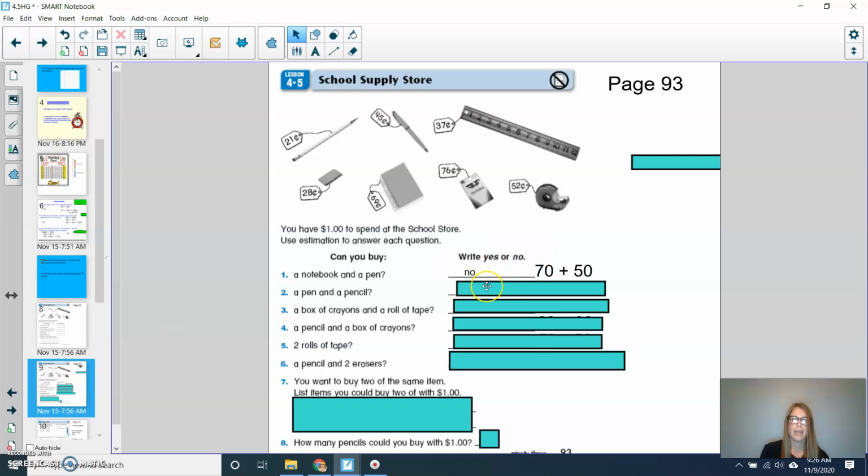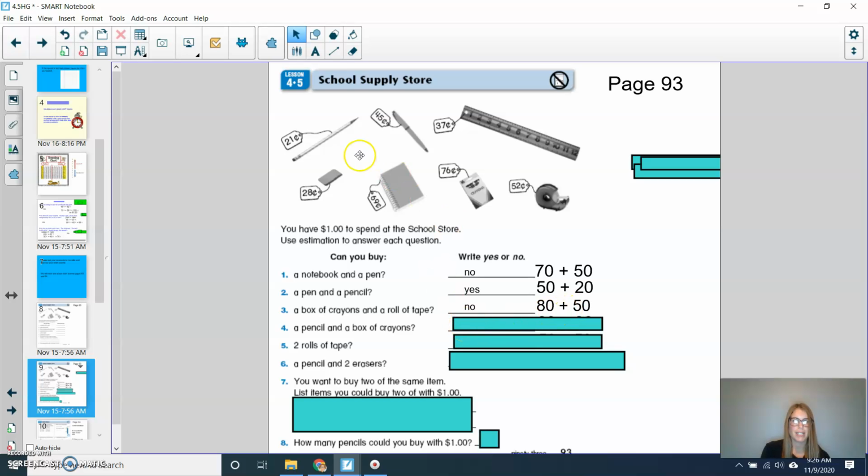If I'm going to buy a pen and a pencil, do I have enough money? A pen, 45 cents, would round to 50. A pencil, 21 cents, would round to 20. So 50 plus 20 is 70. So yes, I would have enough money. A box of crayons, 76, I would round to 80 cents. A roll of tape, 52 cents, would go down to 50 cents. So 80 plus 50, no, I would not have enough money because that would be $1.30.